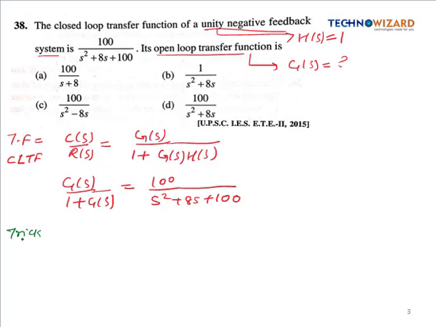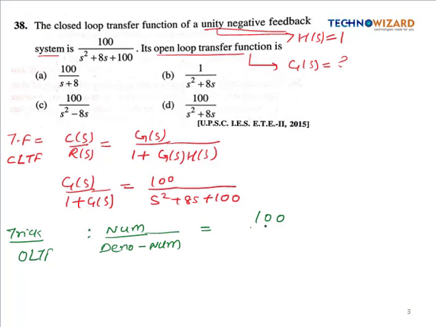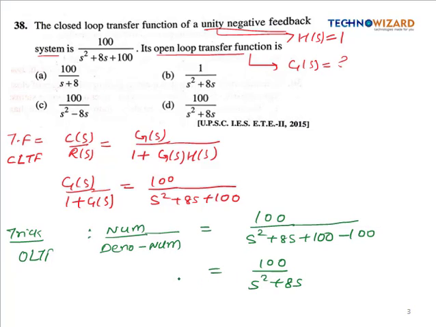So the trick is, whenever you have to find out the open loop transfer function from the closed loop transfer function, you have to keep the numerator as it is, and in the denominator you have to subtract the numerator. On the numerator we have 100, so 100 will remain as it is. Denominator is s square plus 8s plus 100, so you have to subtract the numerator. So we are simply getting 100 divided by s square plus 8s. So this is the answer, the value of open loop transfer function.